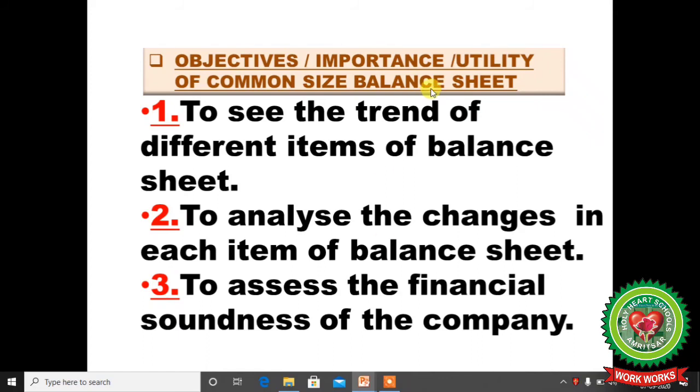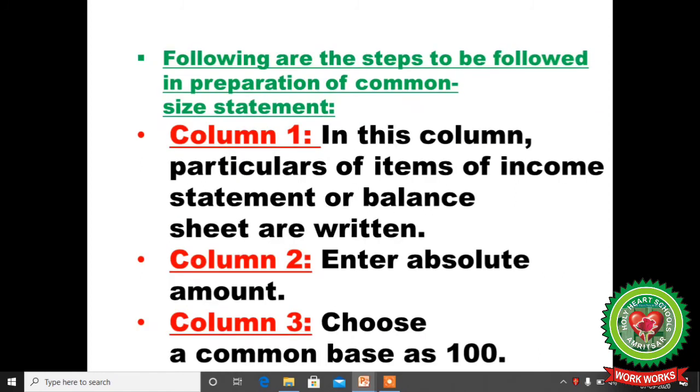The objectives are to see the trend of different items of the balance sheet, increasing trend or decreasing trend. It is only possible with the help of analysis of the common size balance sheet. Another objective is to analyze the changes in each item of the balance sheet to assess the financial soundness of the companies. These are all the objectives. Now follow the steps.